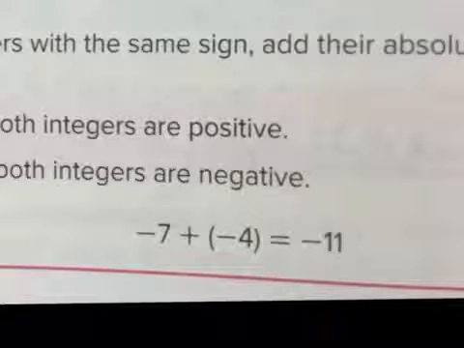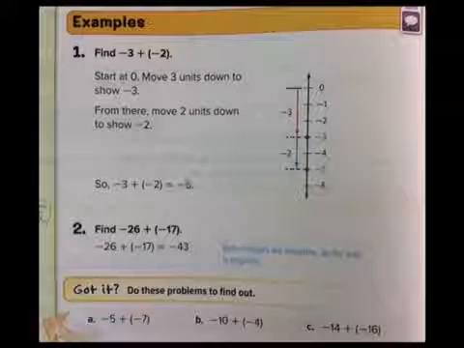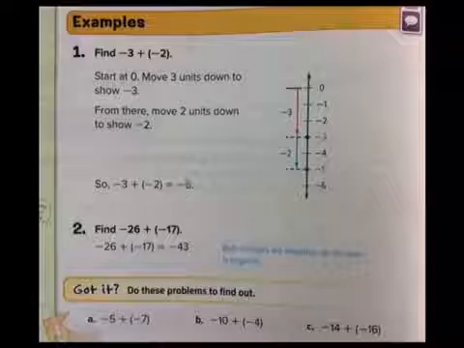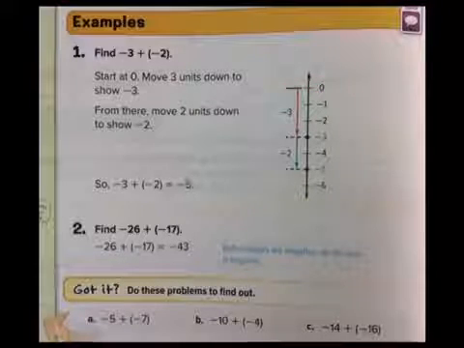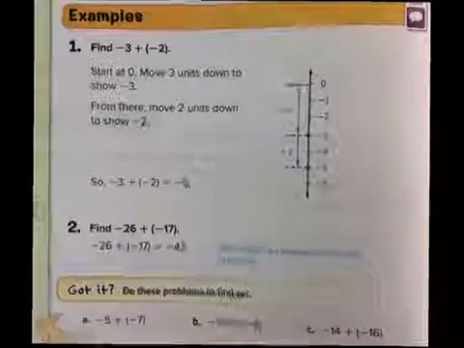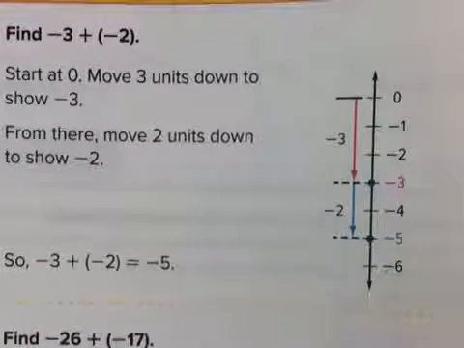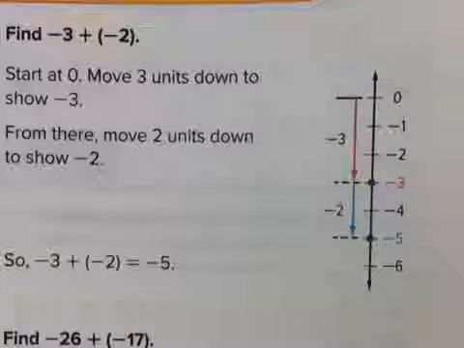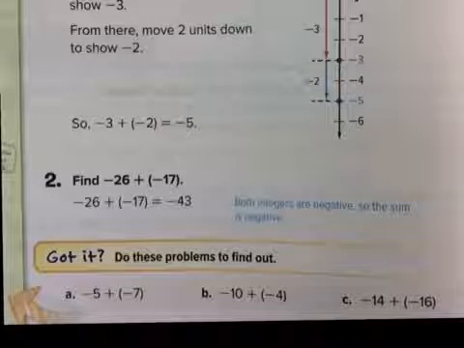-7 plus -4. You can draw these examples on a vertical line so that you can see as you move down. Here we have 0, and let's say I add -3, I move down 3. And then I add another -2, so I was at -3 from 0, I'm going to add another -2, and it goes all the way to -5. That's a great visual.